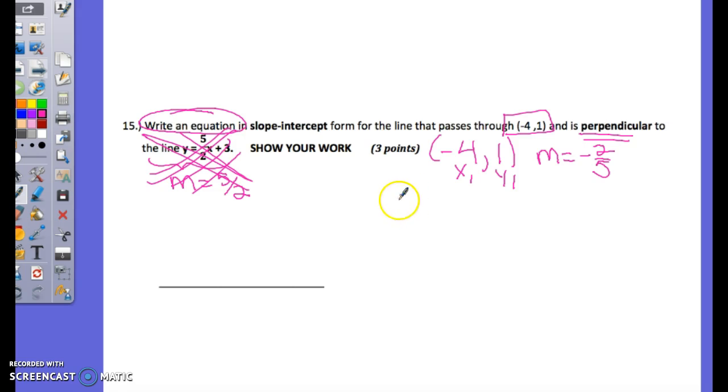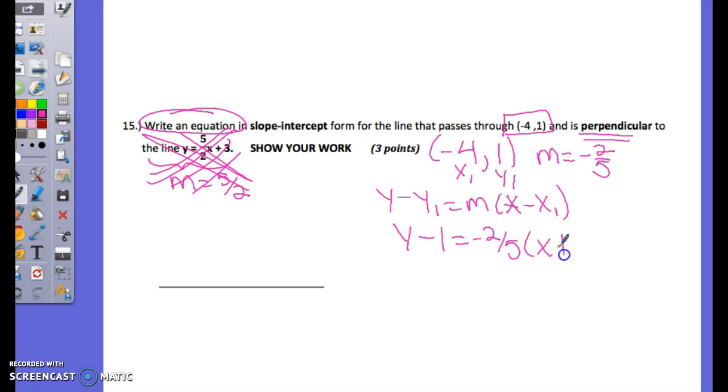So I'm going to do the same thing I've been doing. y minus y1 equals m times x minus x1. Remember, point-slope gets you to slope-intercept. So you have y minus 1 equals -2/5 times x minus -4, which becomes plus 4. Go ahead and distribute your -2/5. So you get y minus 1 equals -2/5 x. And then on the side, let's go ahead, -2/5 times 4/1.